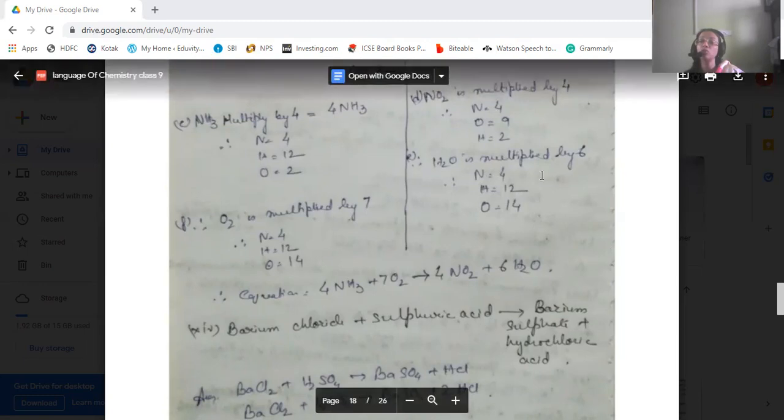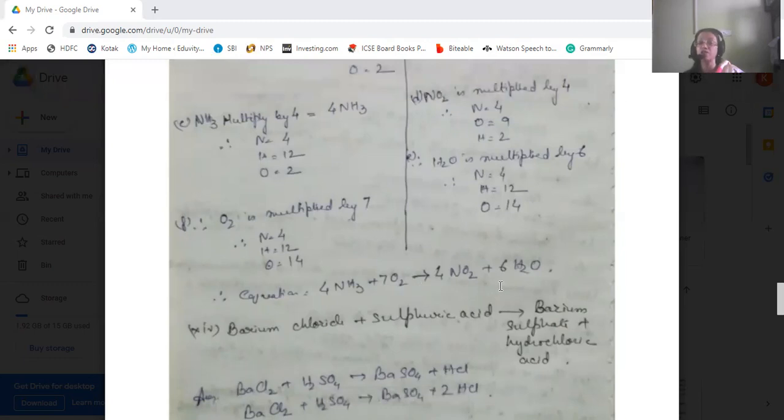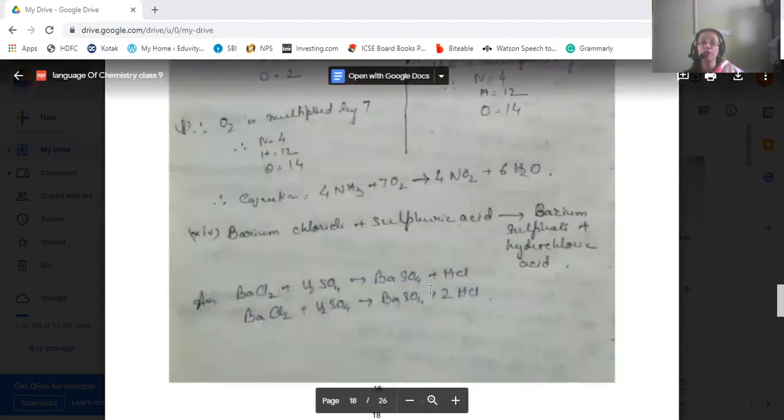See, both the sides are now balanced. So the equation stands in this way: 4NH3 plus 7O2 gives us 4NO2 plus 6H2O. Okay. One more equation I'll do and then I'll stop.